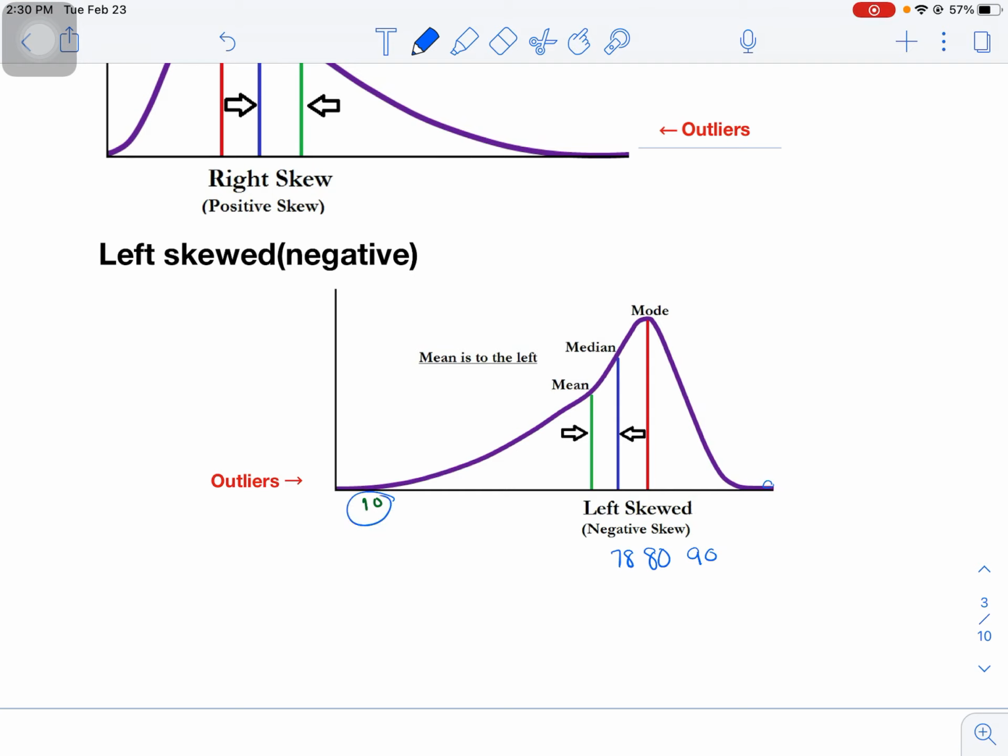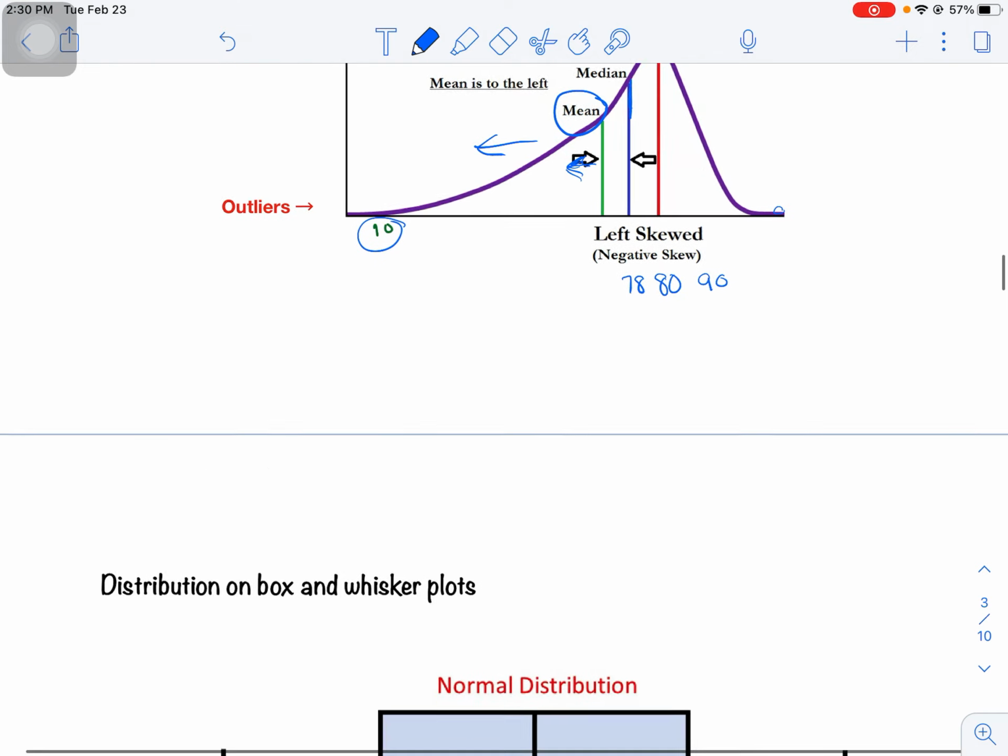So it negatively skewed that data, and it made that mean look lower, because if we add somebody that had a 10 average in with a lot of people that had 70s and 80s and 90s, it's going to pull the overall average down. So the mean gets pulled to the left because it's left skewed. Then the median is there, and the mode is always at that peak there.